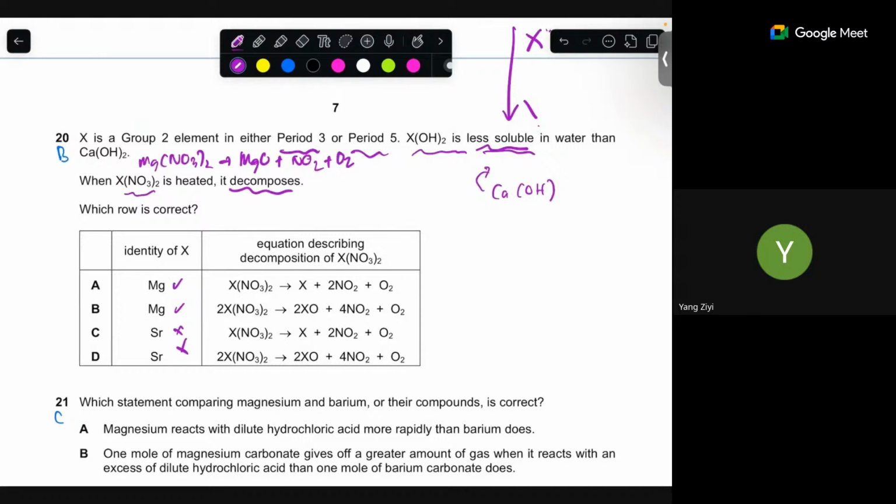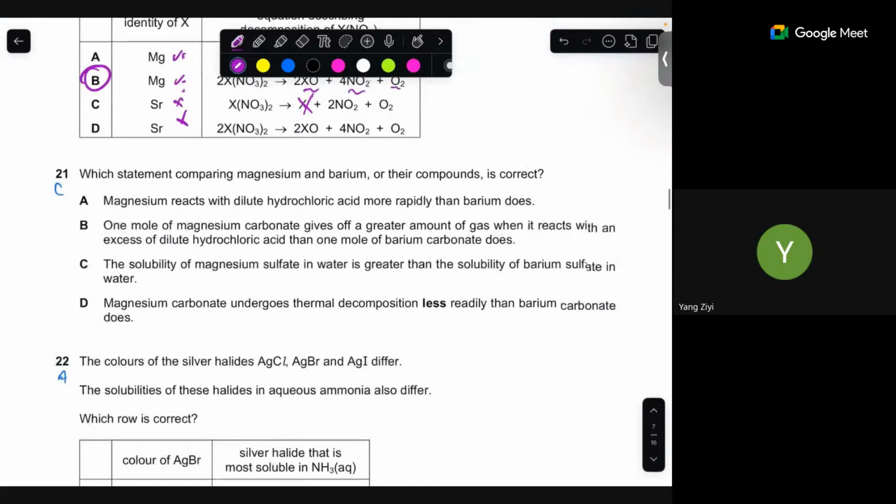So it cannot be X only. We want to choose A and B. So definitely the answer is going to be B. It must be oxide, nitrogen dioxide, and oxygen. Nitrogen dioxide is a brown gas. Please remember that.